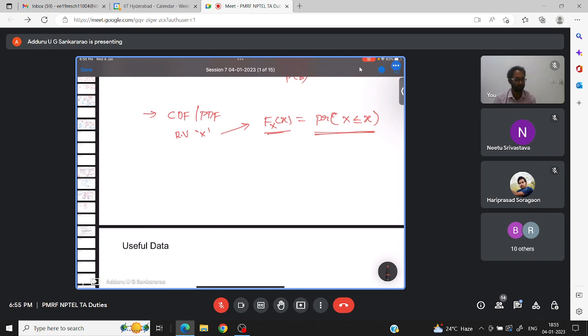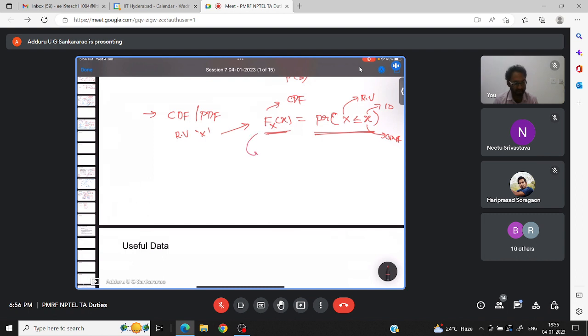I don't want to go into further details. Now this is called CDF, the cumulative distribution function. This is the definition: the probability of X less than or equal to x. That means, what is the probability that the random variable X is less than or equal to a certain constant? Let us say x is 10. What is the probability that the random variable falls below 10? That is nothing but the CDF.